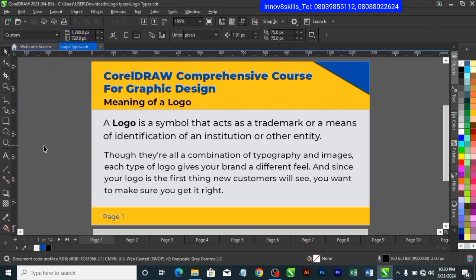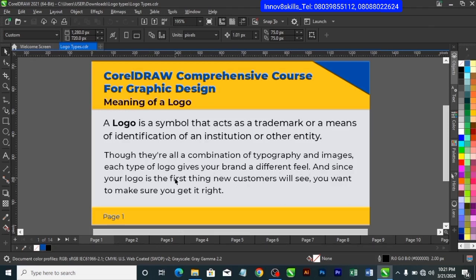A logo is a symbol that acts as a trademark or a means of identification of an institution or other entity. What this simply means is that it is like an image that symbolizes your business. If they see the image, they will know that it is representing a particular business. It is very important that you know the different types of logos, because they give your brand a different feel.